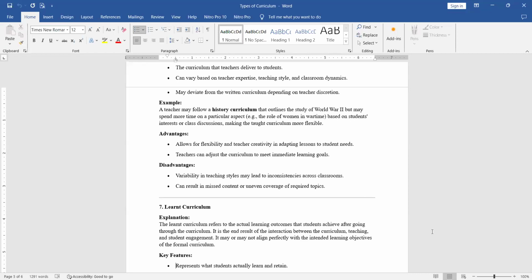What is the disadvantage? Variability in teaching styles. Uniformity is not there, right? Now, in Sri Lanka, there are 10,000 schools, and all the schools send their children to the O-level exam, the same exam they face. But when there are differences from the written curriculum, uniformity is not there because of the taught curriculum, right? It can result in missed content and uneven coverage of required topics. So standardization will not be there. Uniformity will not be there.